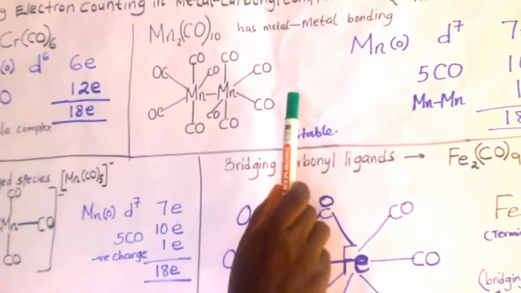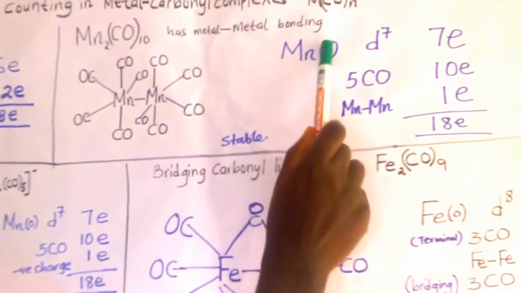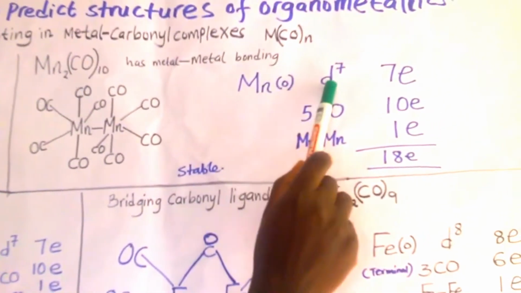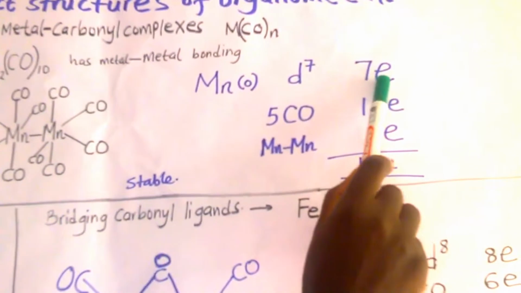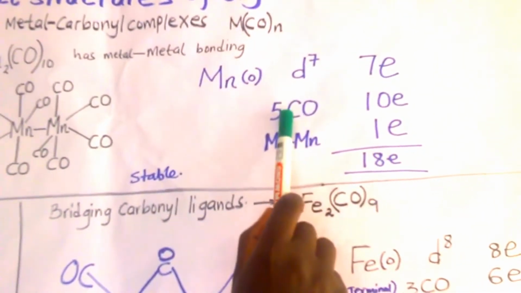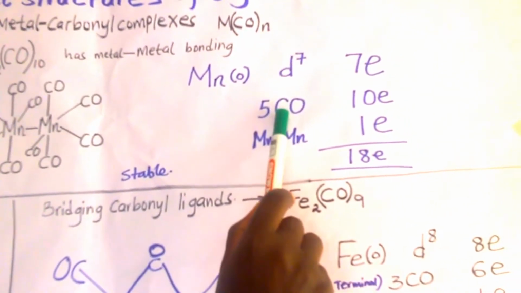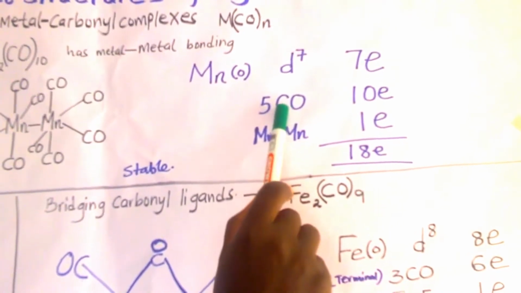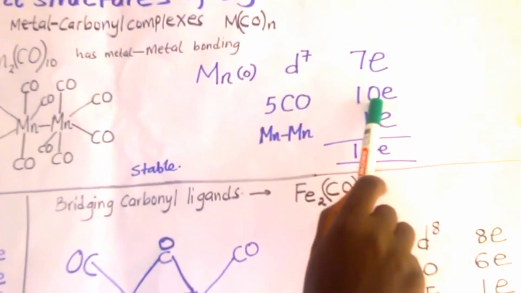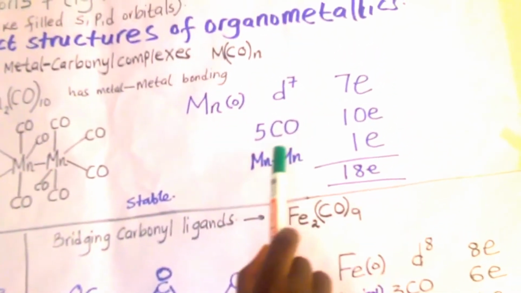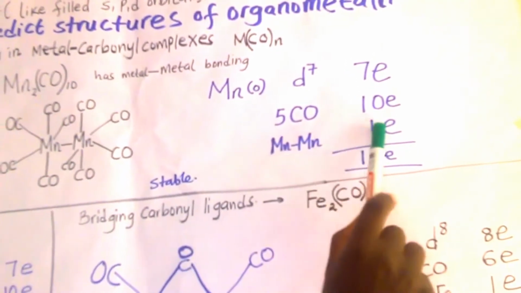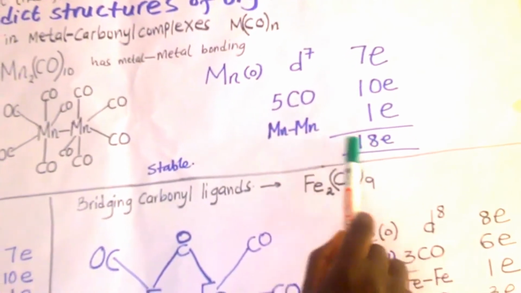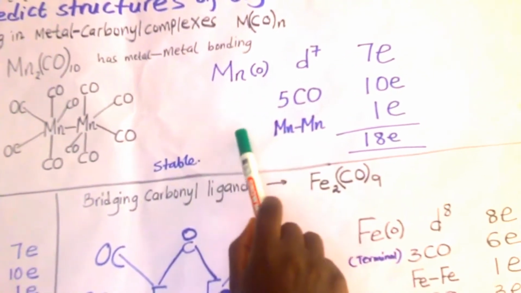Doing the neutral counting, Mn, 0 oxidation state, it's a D7 from the periodic table, and therefore it has 7 electrons. It's surrounded by 5 COs, each one contributing 2. It gives us a total of 10 electrons. It also has a metal to metal bond. Metal to metal bond contributes 1 electron. So the total is 18 electrons. Therefore, this complex is stable.